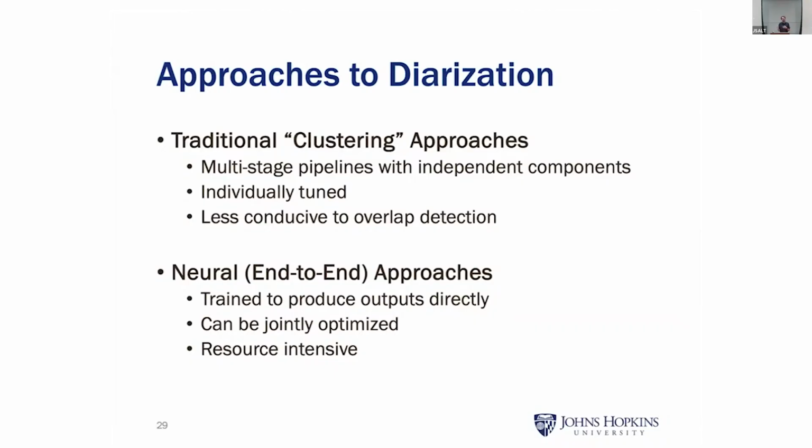And you can have modified clustering algorithms that detect overlap, but they don't work as well. And there's a lot of complications with that. In contrast, the neural end-to-end approaches are trained to just produce the outputs directly. And being able to jointly optimize the entire network, as opposed to having individual components, can lead to performance gains. But the downside here is that they're resource intensive.